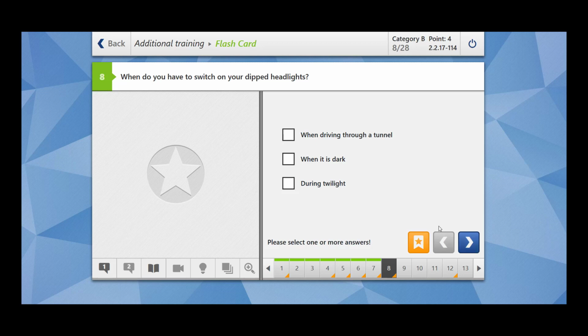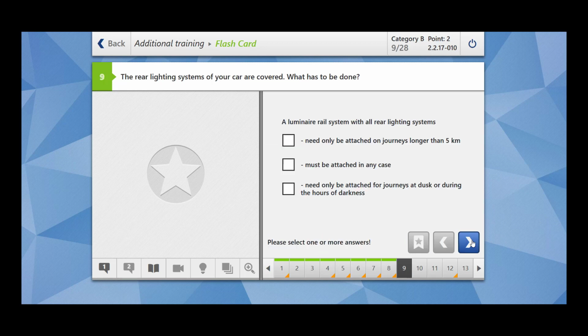When do you have to switch on your dipped headlights? When driving through a tunnel, right? When it is dark, yes. During twilight. All the options are the correct ones. You have to switch on your dipped headlights.